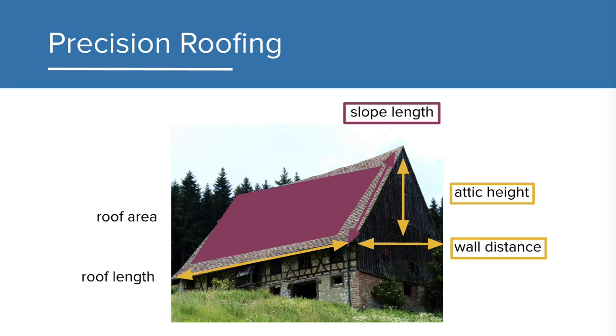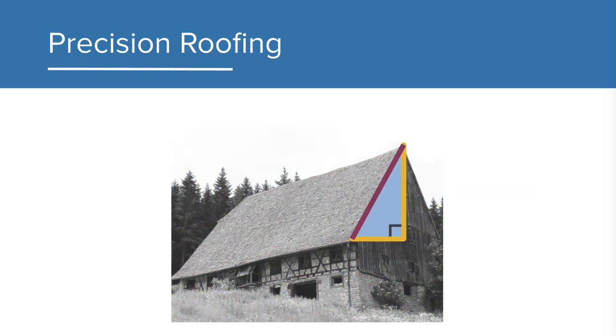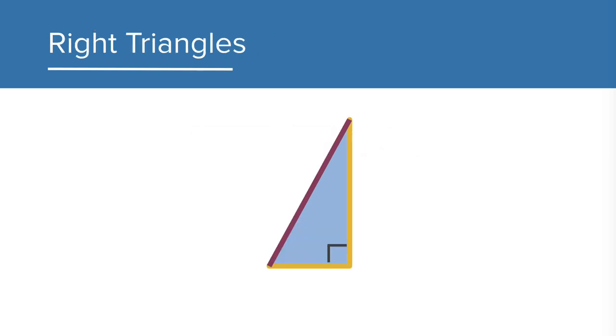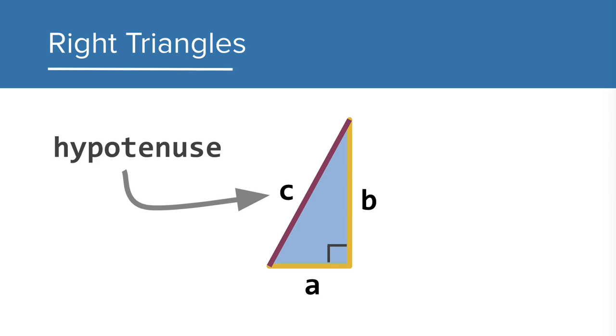If we look closely, we see with the slope length, attic height, and half the wall distance, we have a right triangle. Remember, a right triangle is a triangle with one angle that is 90 degrees. Here, this angle occurs between the wall distance and the attic height measurement. We'll label these three sides of the right triangle as A, B, and C. Side C, which is opposite of the right angle, is called the hypotenuse. The question is, if we know the values of side A and B, the wall distance and the attic height, can we figure out the length of C?